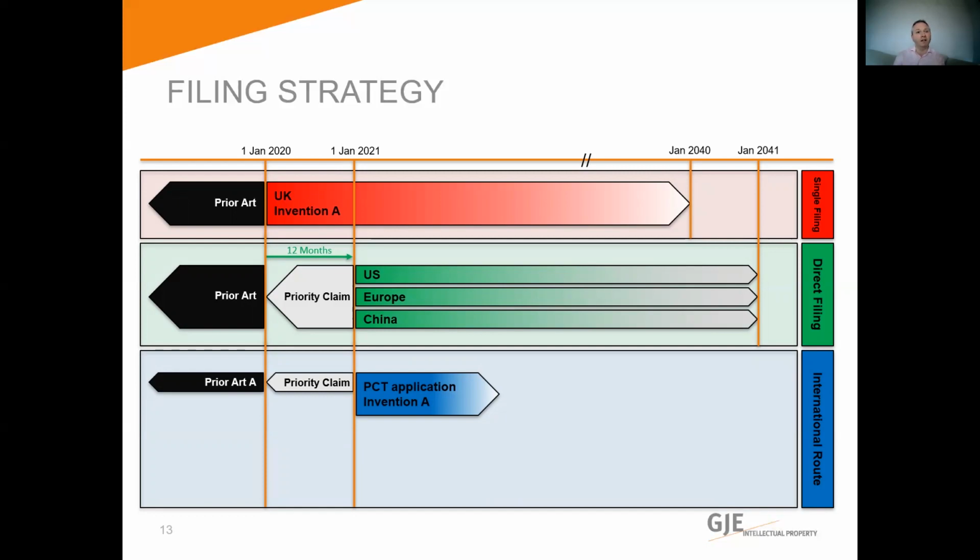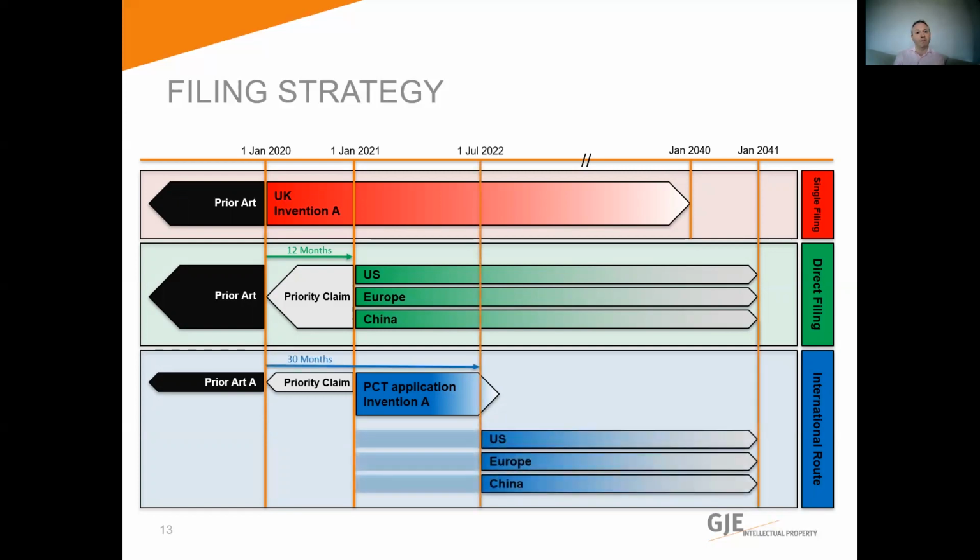Similar to direct filings, a PCT application can be filed up to 12 months after the original UK application and retain the priority date. A PCT application extends the time you have to choose the countries in which you want to proceed by up to 30 months. That's 2.5 years from the original UK filing date. That puts us up around July 2022, and 1.5 years later than if you use the direct filing strategy.